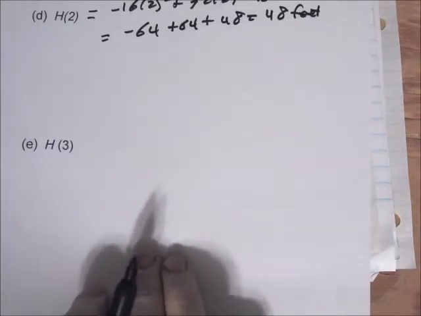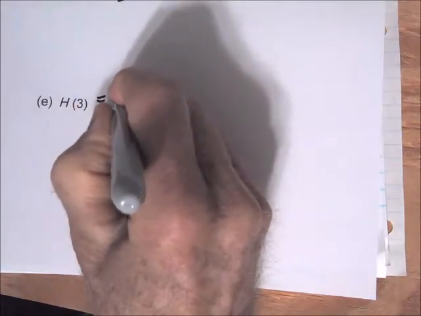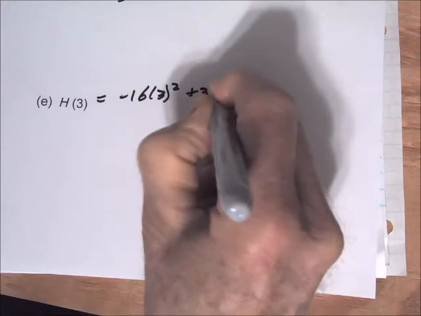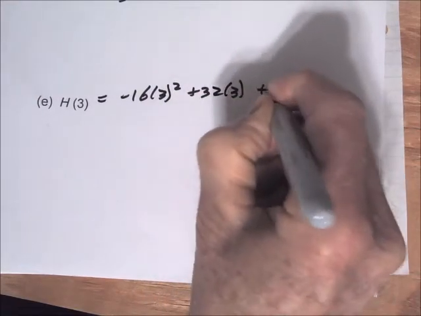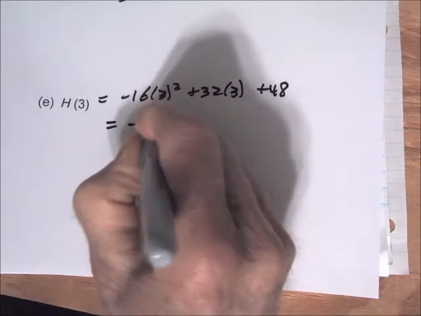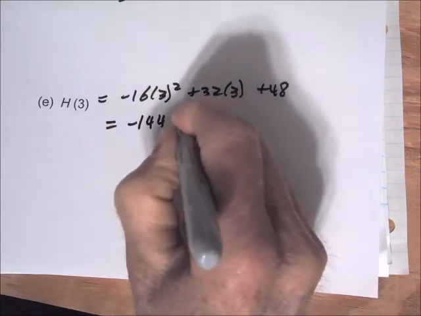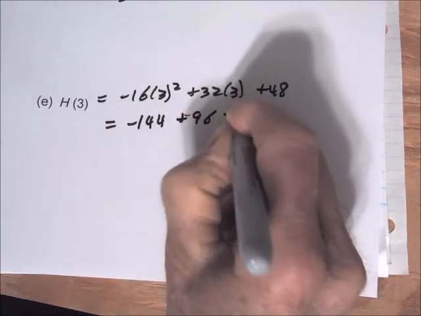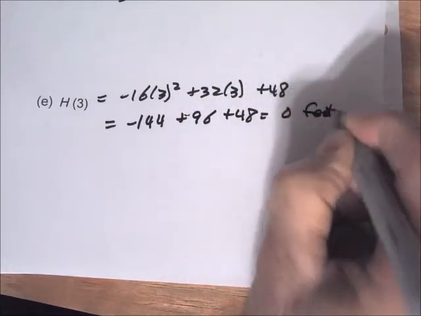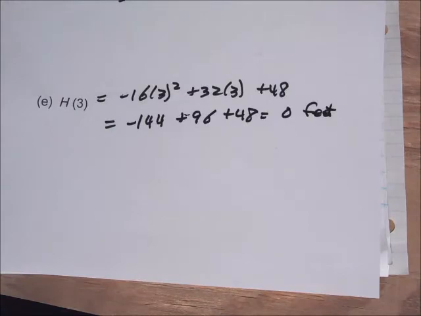h of 3 rather. Height of the rocket after 3 seconds: minus 16 times 3 squared plus 32 times 3 plus 48. 3 squared is 9. 9 times negative 16 is negative 144. 3 times 32 is 96, plus 48. And this is equal to 0. So after 3 seconds, the rocket is on the ground.